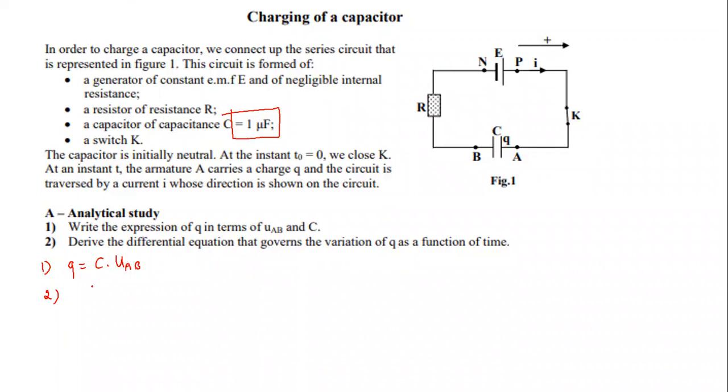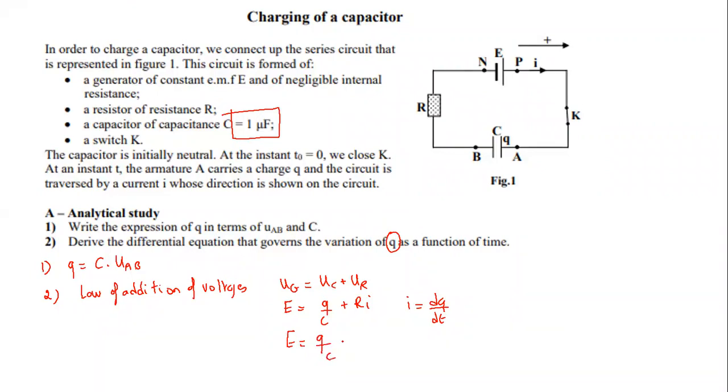Part 2, derive the differential equation that governs the variation of Q. In terms of Q, we'll start with the law of addition of voltages, where U of the generator is equal to U of the capacitor plus U of the resistor, which means E equals U of the capacitor, which is Q over C, plus U of the resistor, which is Ri, where I equals dQ over dt. So E equals Q over C plus R dQ over dt.